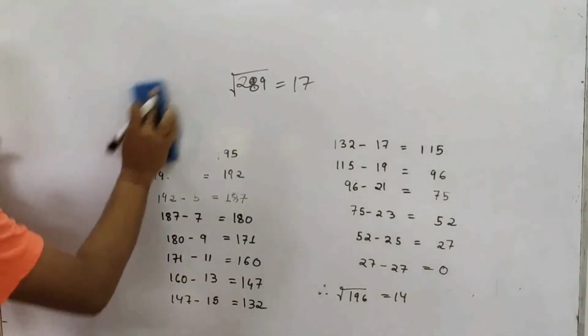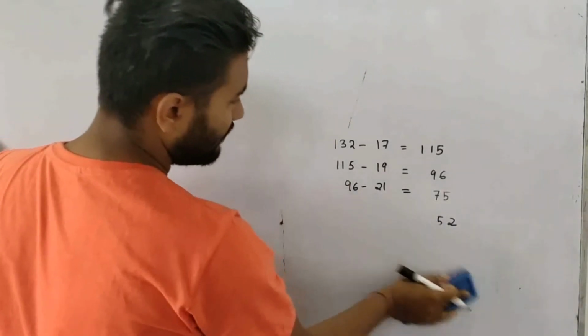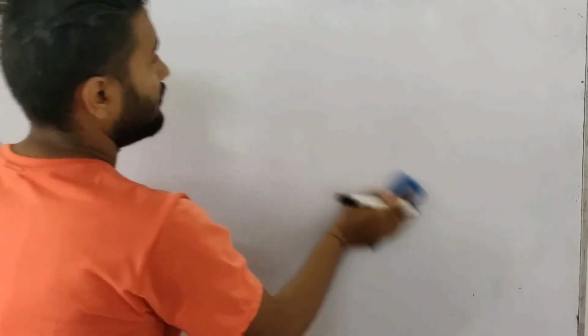Okay? So understood? This is the repeated subtraction method. Very simple method, and very boring method as well. Done? Okay, so now we will move to question number 4.